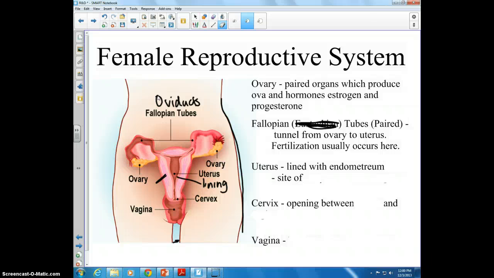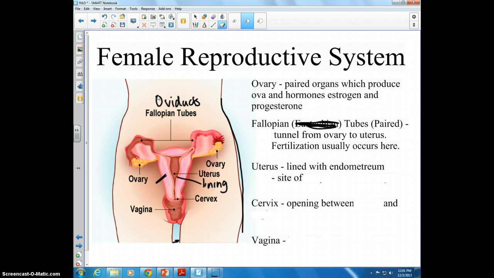The lining of the uterus is called the endometrium. This word is right here. Have you ever heard of someone who has endometriosis? Endometriosis is a condition where the tissue that lines the uterus is found in places outside the uterus, in other places in the body, generally in the abdominal area. It's usually very painful, and in some women it can even result in infertility. So endometriosis is not really a good thing.